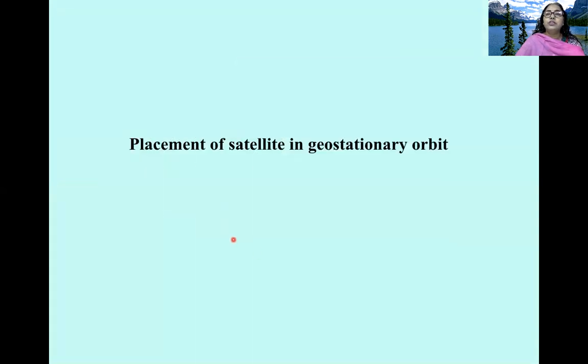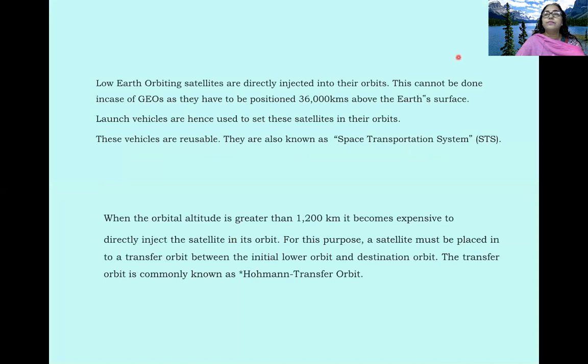Placement of satellite in geostationary orbit. Low Earth orbiting satellites are directly injected into their orbits. This cannot be done in the case of GEO as they are to be positioned 36,000 kilometers above the Earth's surface. Launch vehicles are hence used to set these satellites in their orbits. These vehicles are reusable. They are also known as Space Transportation System, STS.